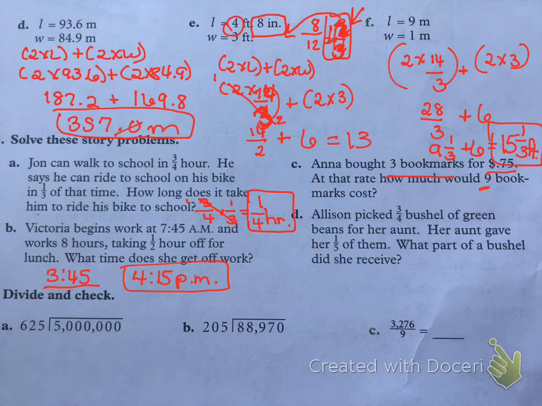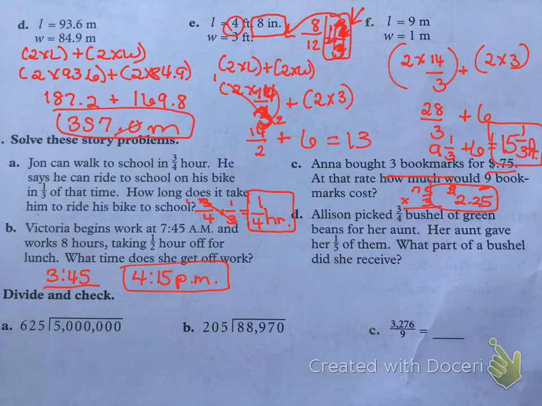Or I could say how many 3s are in 9? How many sets of 3s are in 9? There's 3 sets. So she's going to buy 3 sets of bookmarks because there's 3 in a set. So if I do that, I'm going to take 75 and I'm going to times it by 3. Okay? And when I do that, that is going to give me $2.25. You would have gotten the same answer either way.